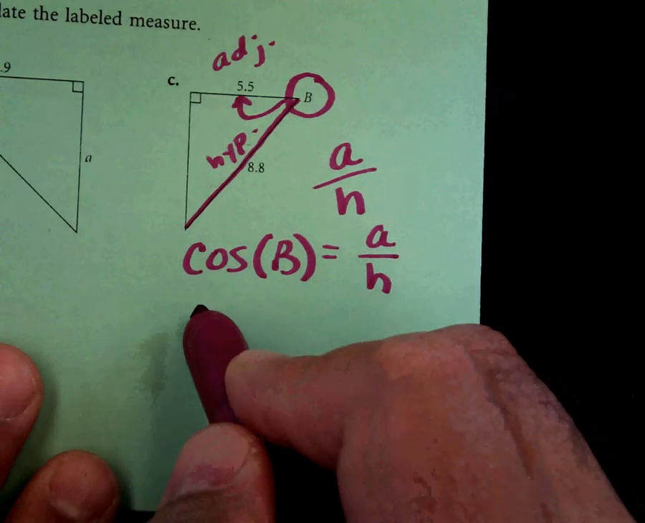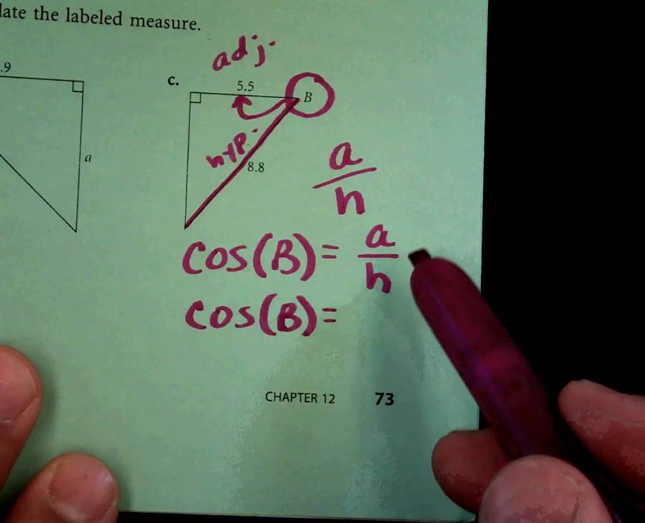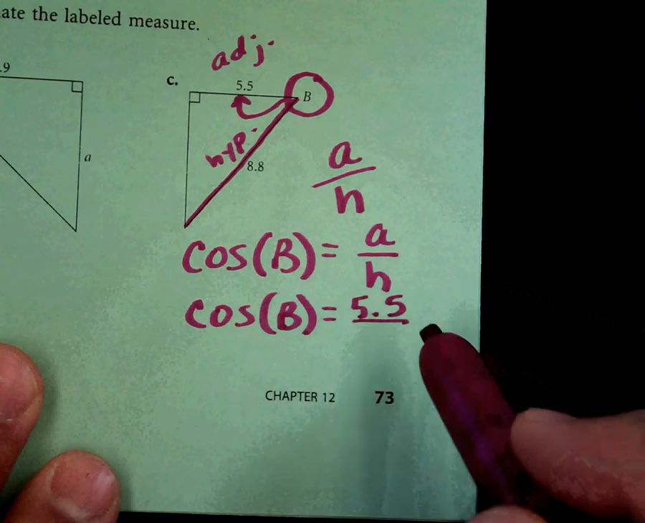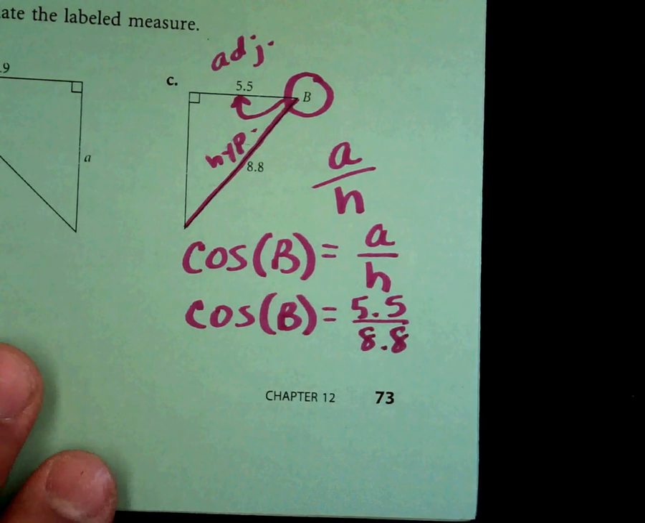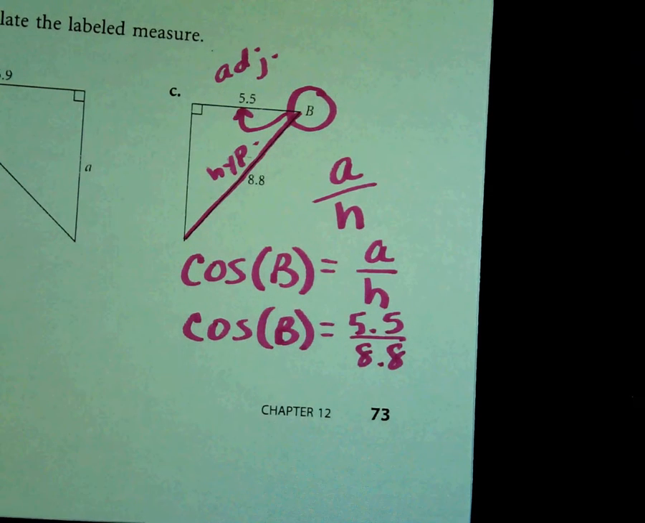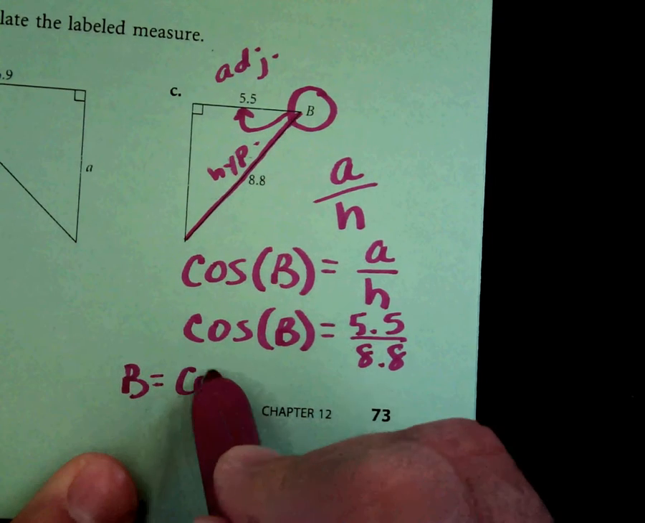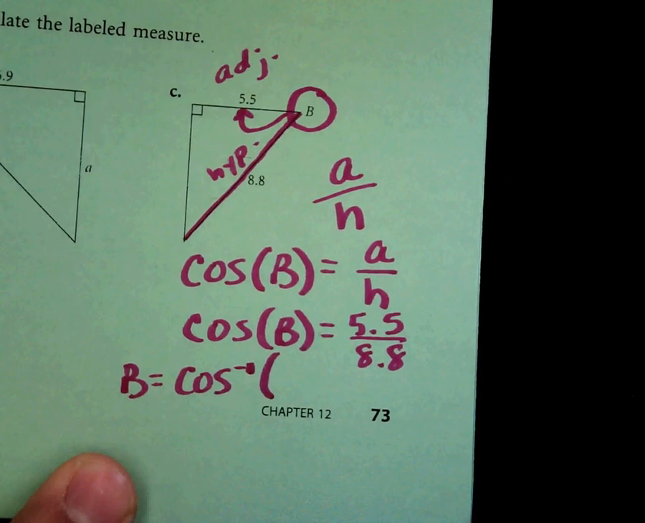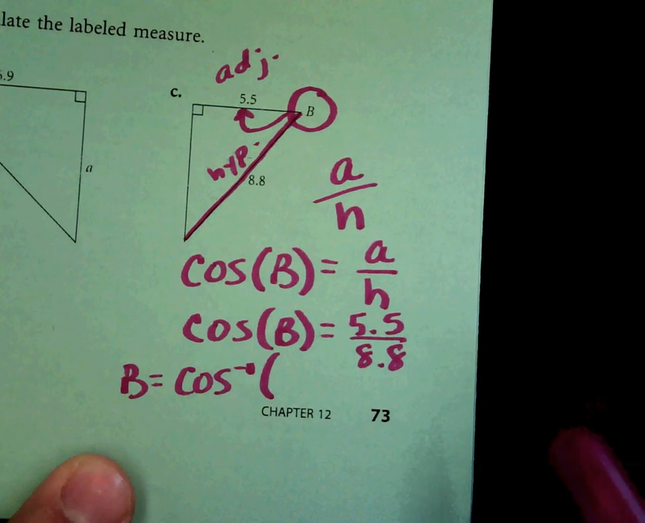B is what we don't know, so I'm going to leave it as a B, but I'm going to replace the adjacent with 5.5 and I'm going to replace the hypotenuse with 8.8. At this point, to undo the cosine to figure out the angle, B would equal the inverse cosine of 5.5 over 8.8, which is really 55 over 88, which is really 5/8.